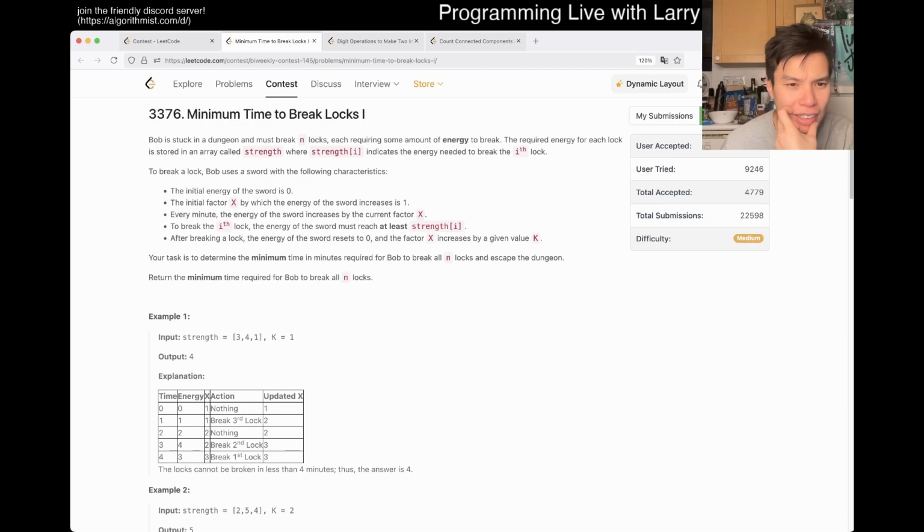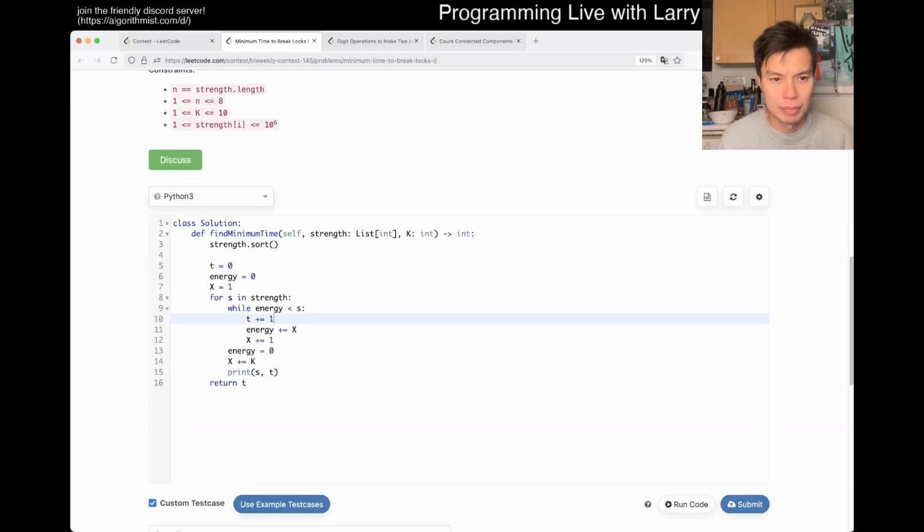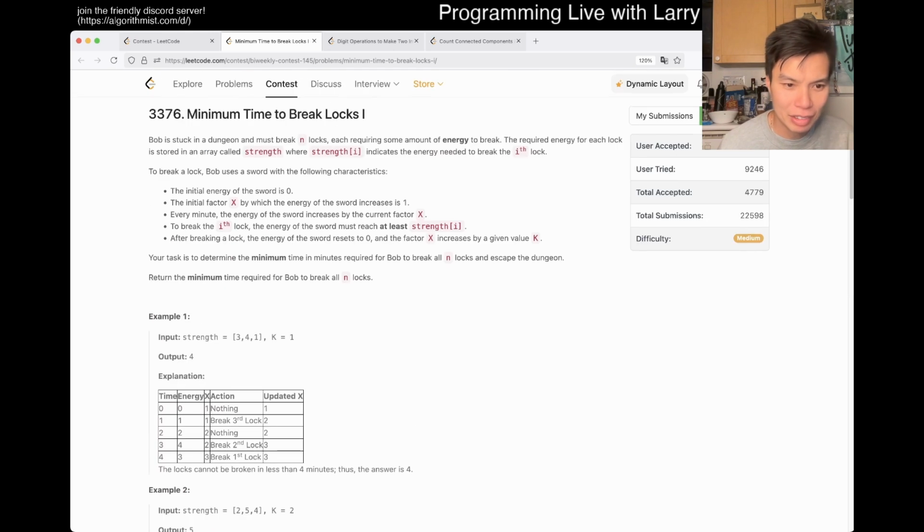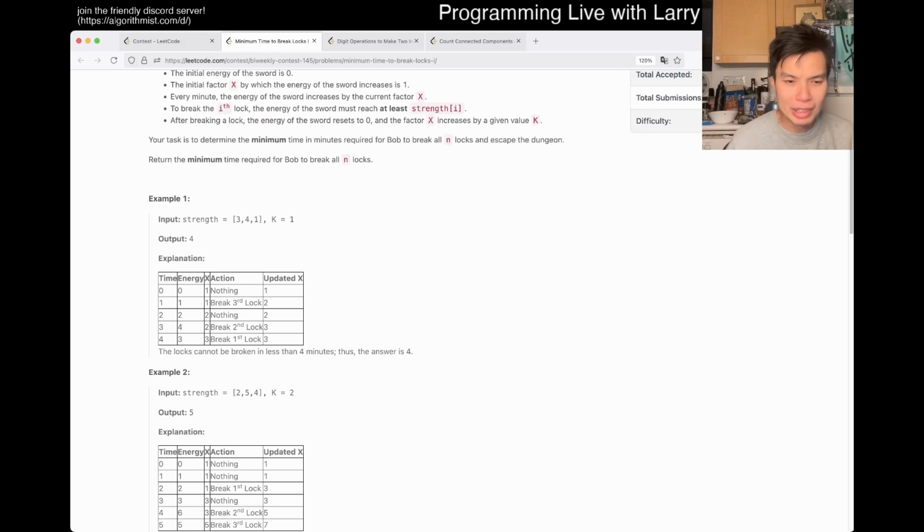The initial factor x by which the energy of the source increases is 1. Oh, I misread this. Okay, so you don't increase x every 1. Okay, I misread this, but I think this is fine. Maybe, no, it's pretty not. Oh, well, maybe greedy is not the way to go then.